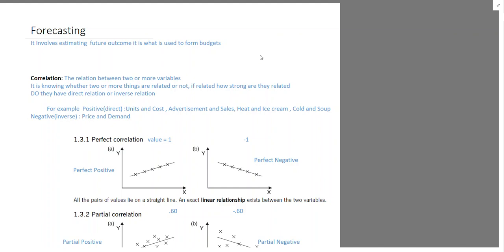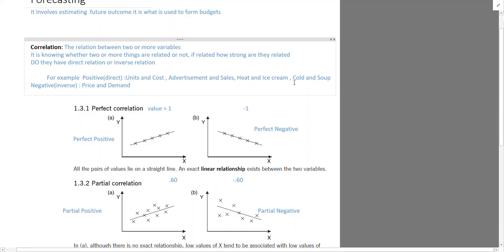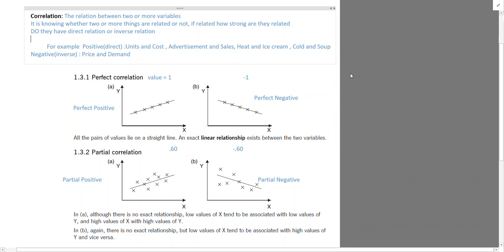To find the correlation, we find something called the correlation coefficient. We will see that in a minute. Once we try to find correlation between two figures, and it will be two things, not more than two, more than two is out of your course at F2 level. So if you want to know the relation between two variables, we look at that in correlation.